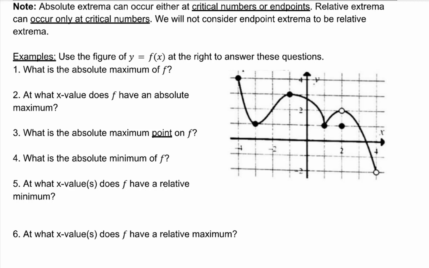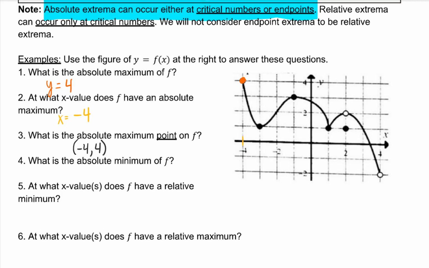What is the absolute maximum of f? The absolute maximum is the greatest y value. And the greatest y value anywhere on f is 4. At what x value does f have an absolute maximum? -4. What is the absolute maximum point on f?